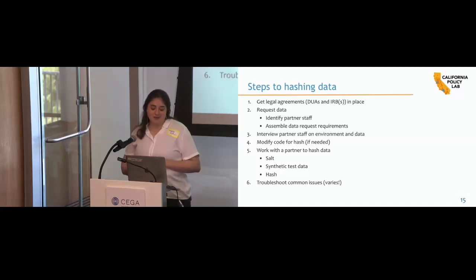The second one is to put in a data request. This involves identifying the partner staff and assembling your data request requirements. We're going to go into a little more detail in a couple of slides. The next one is to interview the partner staff on the environment and the data. This is not something that we were doing originally. After a lot of iterations, we realized that it's a very important step that will save us a lot of time when we're doing the hashes and the linkages.